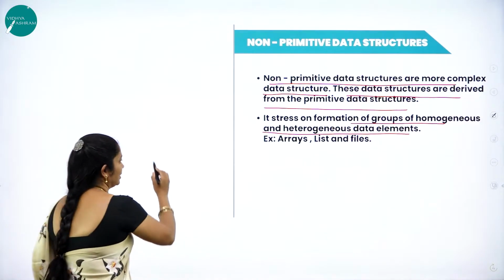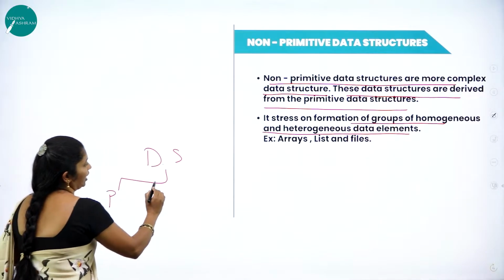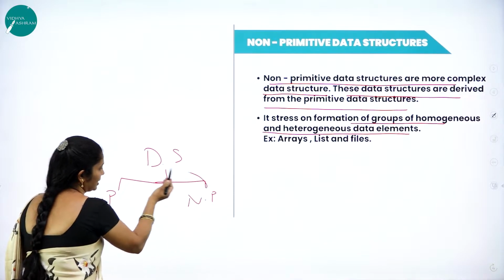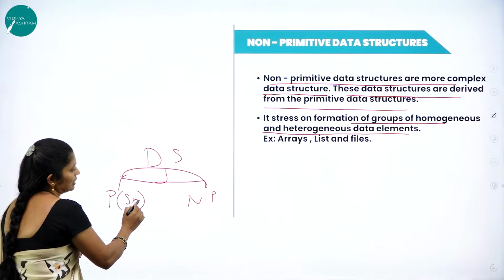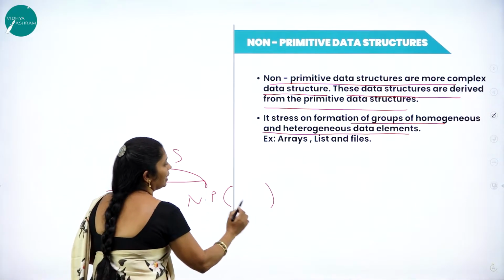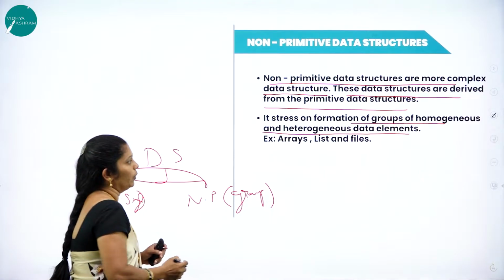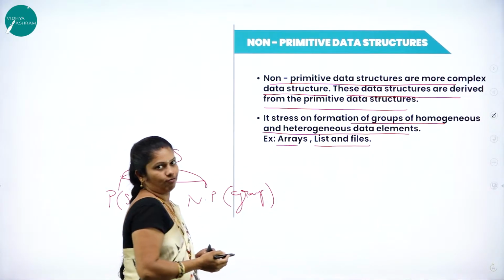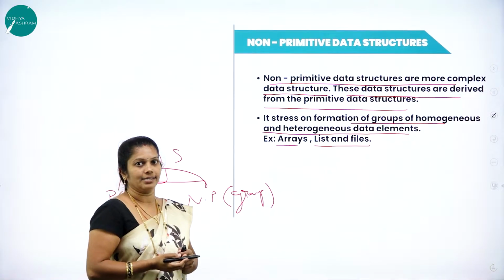In data structure, we told you two types: one is primitive and the other is non-primitive. Non-primitive is derived from primitive only. Primitive concentrates on a single element, whereas non-primitive concentrates on groups of elements, where it may be arrays, lists, as well as files. These are the classification of non-primitive data structure.